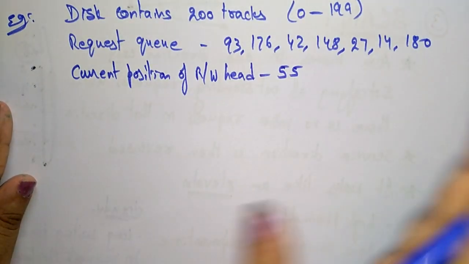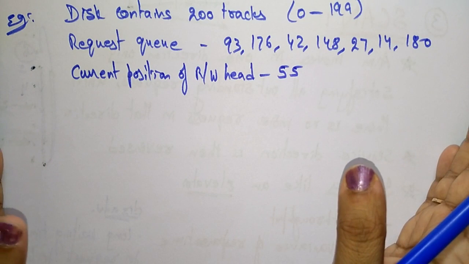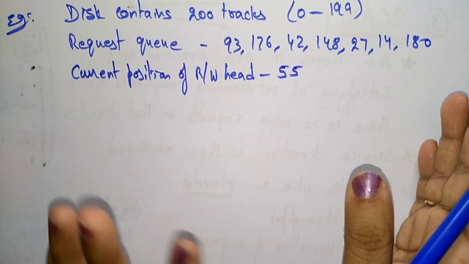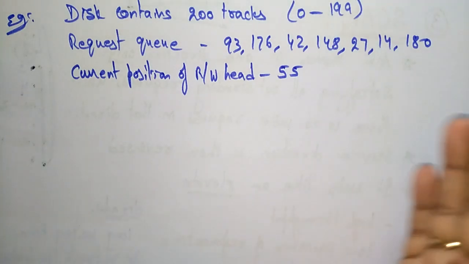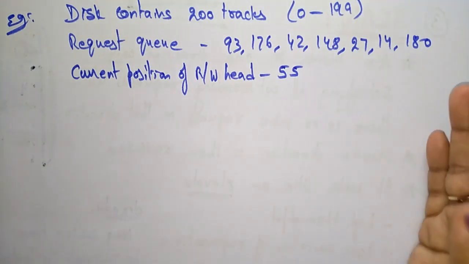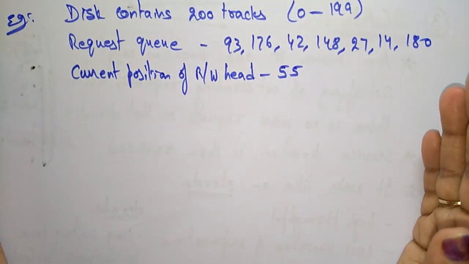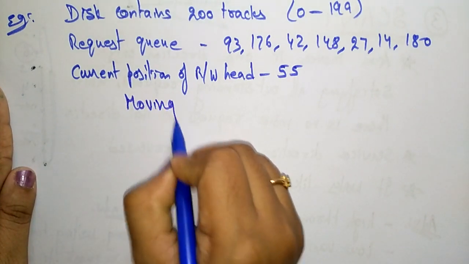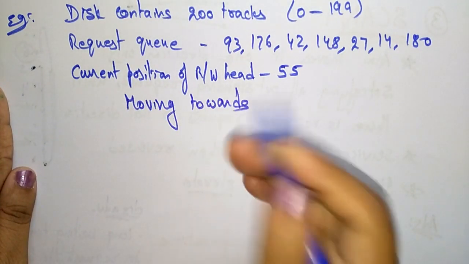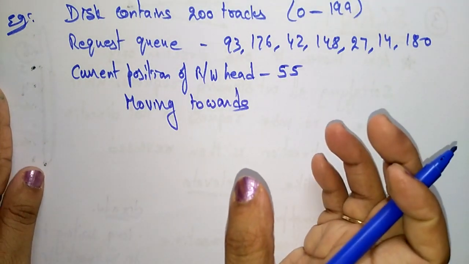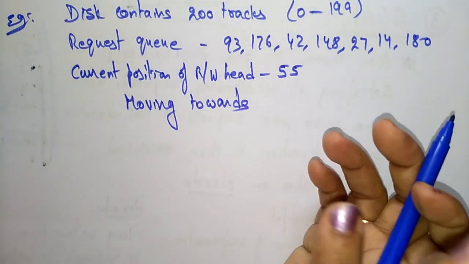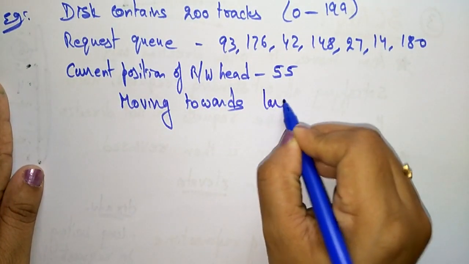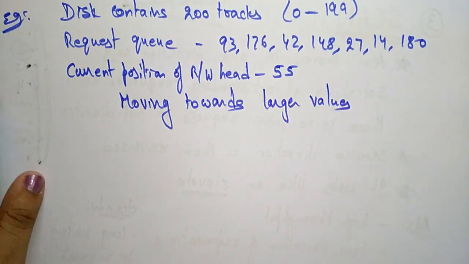Now I have to calculate the total number of track movements by the read-write head using SCAN. First we have to decide the direction, whether we are moving towards larger values or towards smaller values. In SCAN you have to decide at the start whether you are scanning the larger values or the lower values. Let us take the direction moving towards larger values.